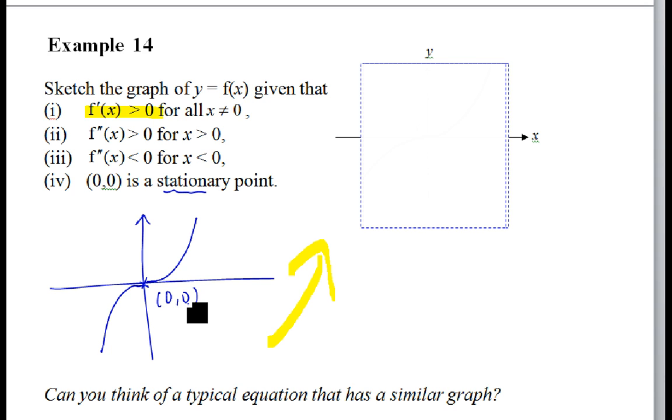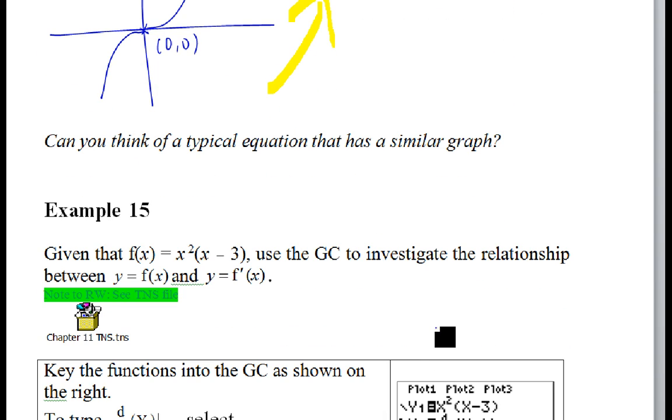A special point of inflection is where at this point of inflection it's also stationary. That means dy dx is 0. That is a stationary point of inflection. Can you think of a typical equation? Yes, of course, y equals x cubed, or y equals x to the power 5. Not x to the power 6. Okay?